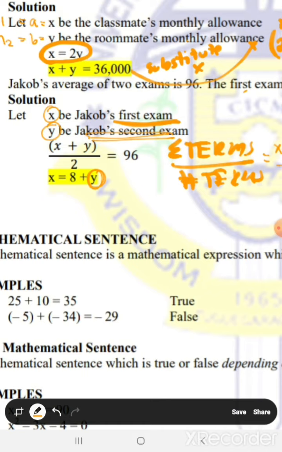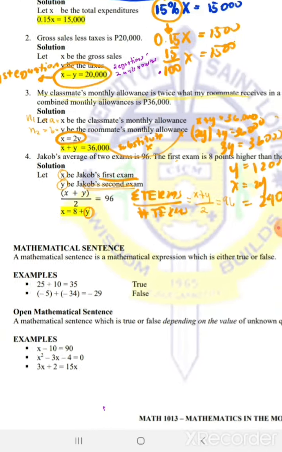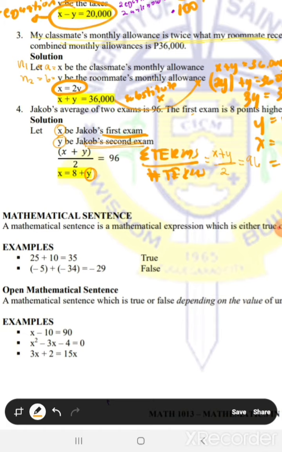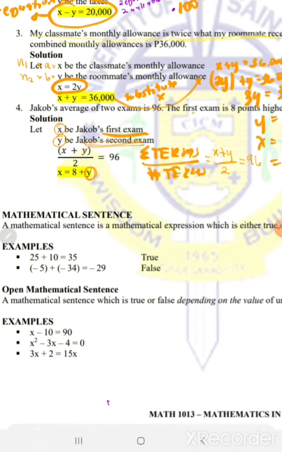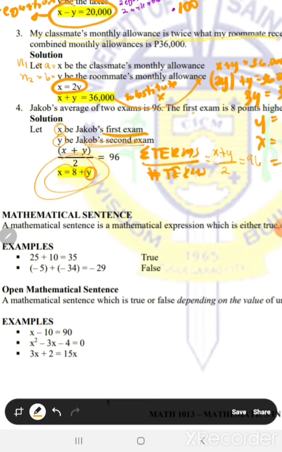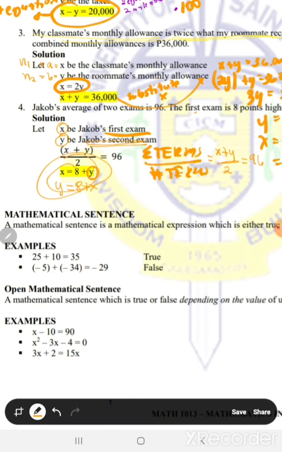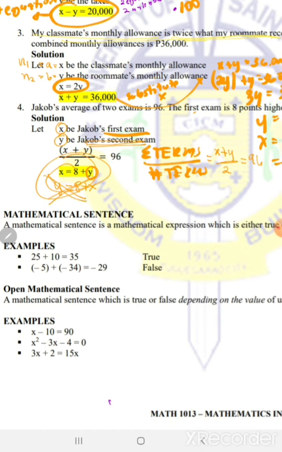Once you reverse it, let's say it says here that the first exam is higher than the second exam. So, if your x is equal to your first exam, and y is equal to your second exam in your first example, and you make it in the third example y is equal to 8 plus x, that is not the case. Because it would mean that your second exam is higher by 8 than the first exam. Therefore, it would not be the case.